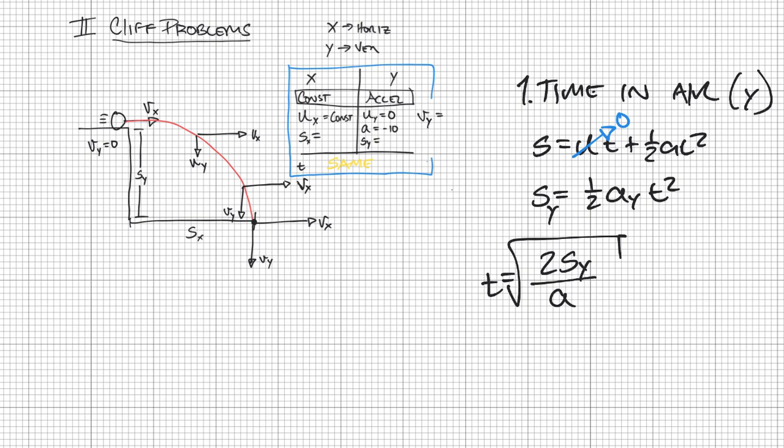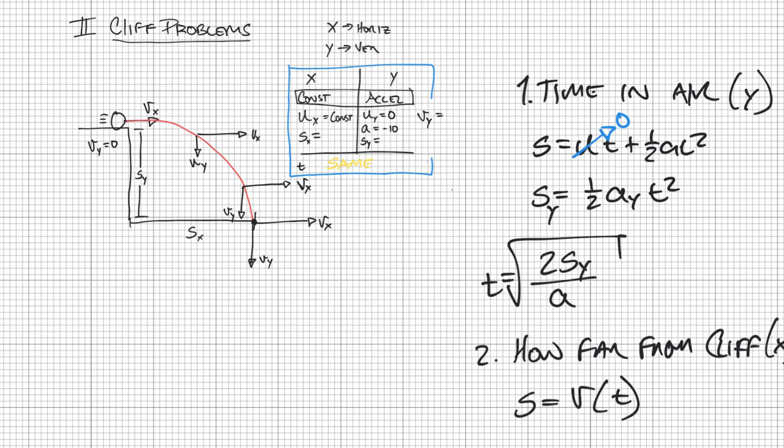And then if I want to find how far from the cliff, I can use my motion in the x. And the only equation I'm really going to be able to use is the idea that the distance equals velocity times time. This is going to be a constant velocity, and then the time in the air. So whatever I solve for here, I can plug that back into here and solve for how far it's going to be traveling, right?